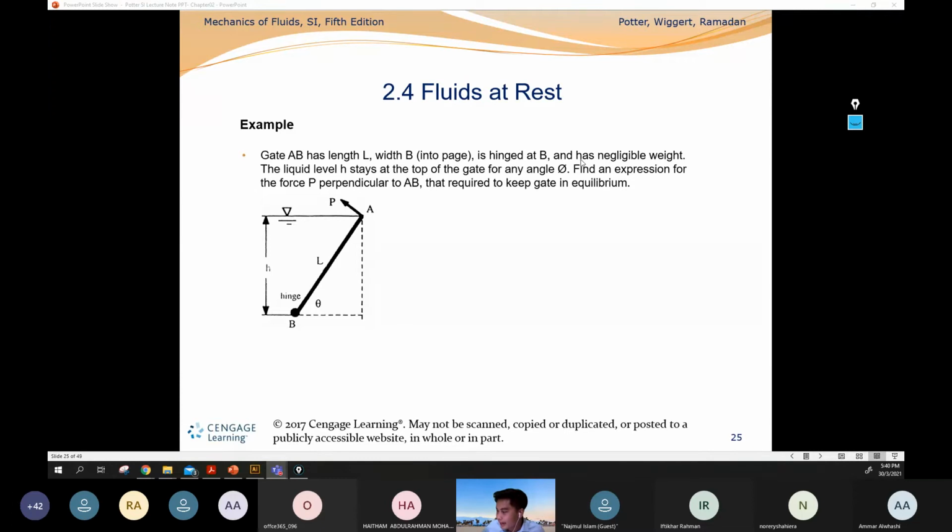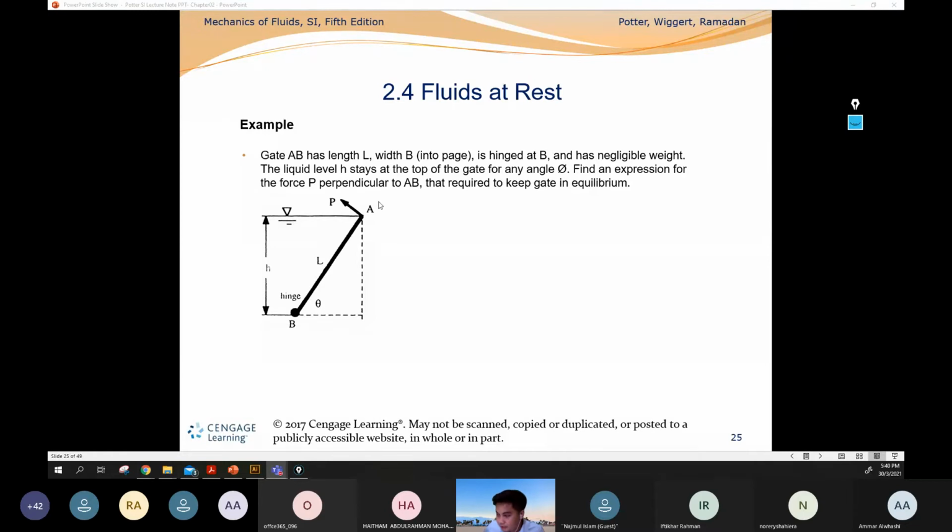The gate has negligible weight. That means we don't consider the weight at all. The liquid level h stays at the top of the gate for any angle theta. This is theta, referred to here.